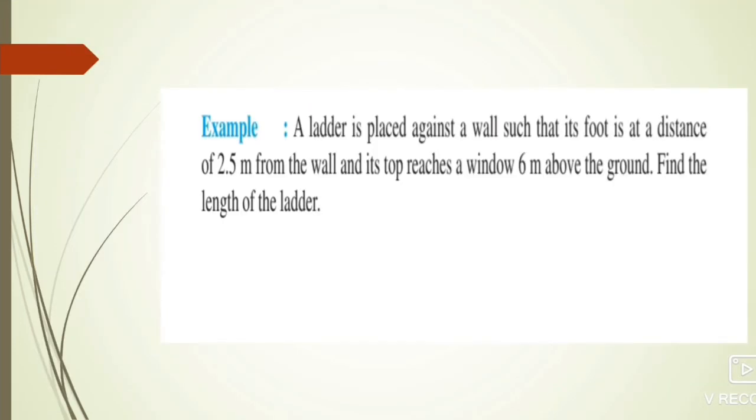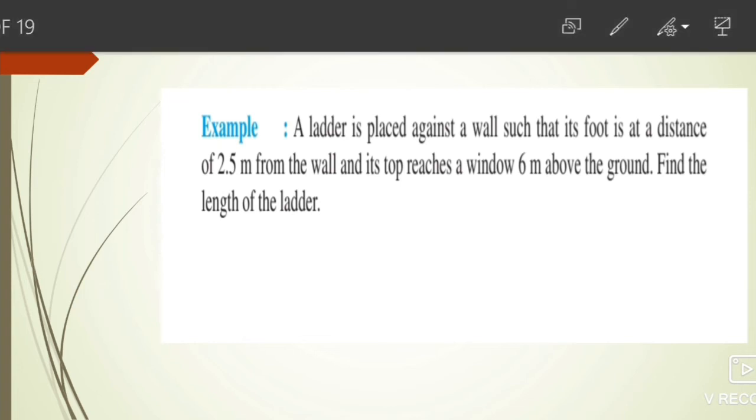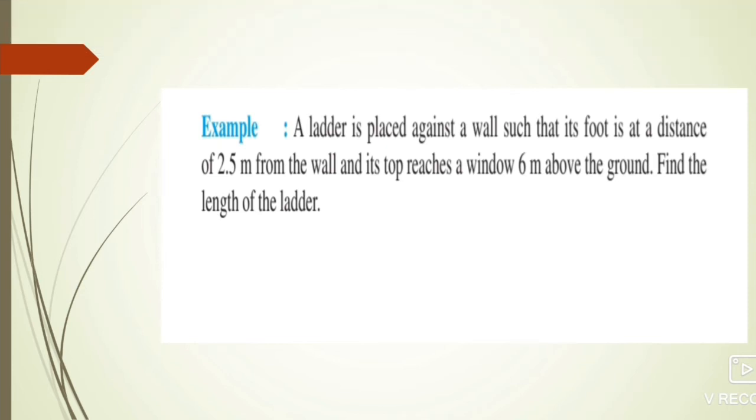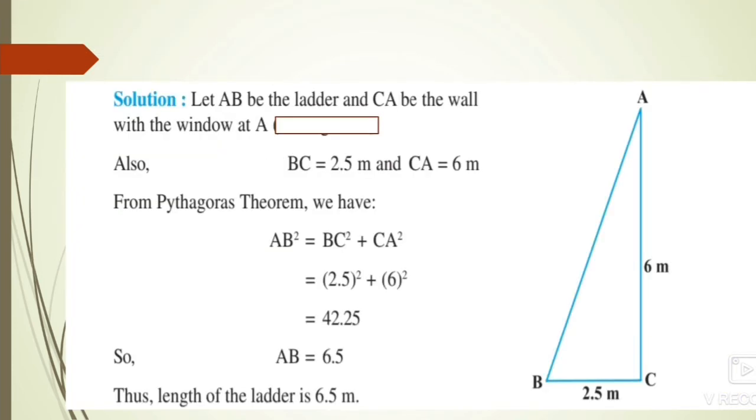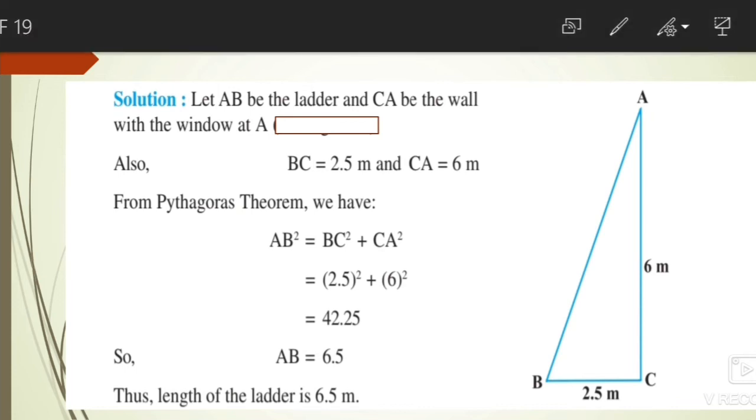Now next example. A ladder is placed against a wall such that its foot is at a distance 2.5 meters from the wall and the top reaches a window 6 meters above the ground. Find the length of the ladder. Let's check the figure. Here you have to find the length of the ladder. Suppose this AB is the ladder. You have to find the length of AB.